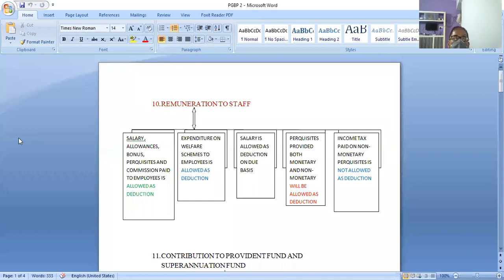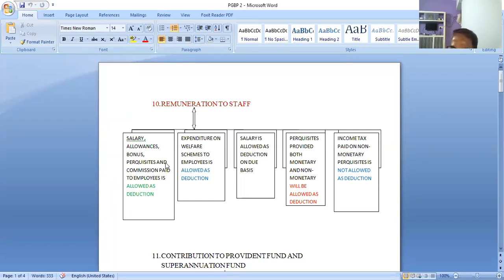Next expenditure, remuneration to staff. You might have employed staff, and you have to pay salary, bonus, commission, or different types of payments, in cash or in kind. You have to make payment to the employees. Now, salary, allowances, bonus, perquisites. Perquisites means any amount paid by the employer to the employee, in cash or in kind.